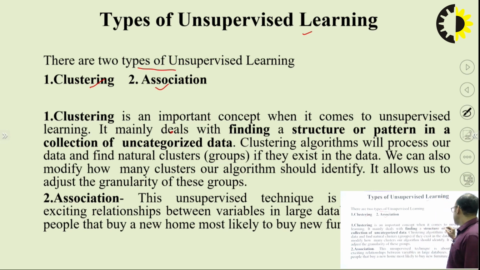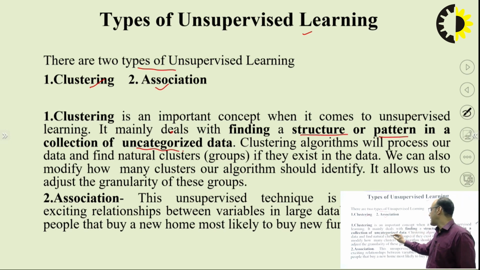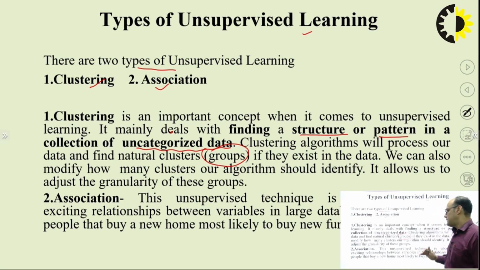This is unsupervised. Here we deal with finding a structure or pattern in a collection of uncategorized data. Clustering means we divide the data into groups. For example, the dog images will be separated from the cat images, right?